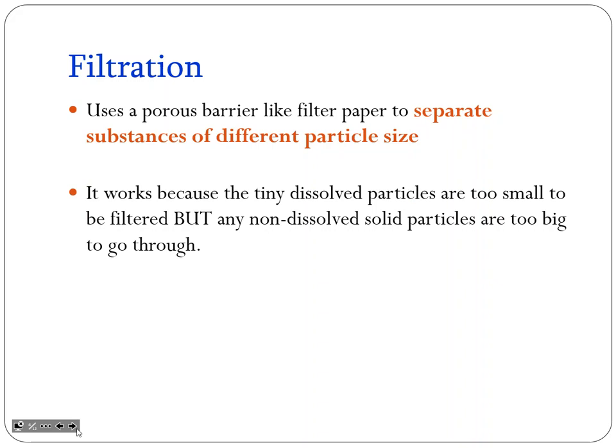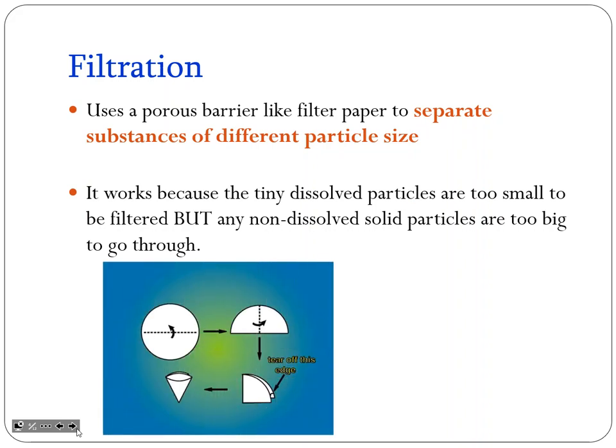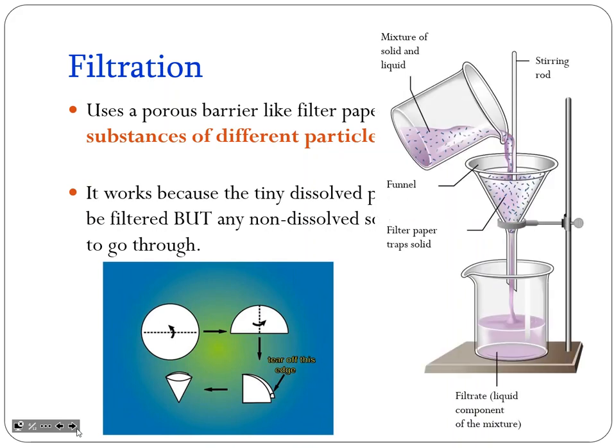It works because tiny dissolved particles are too small to be filtered, but the non-dissolved solid particles are too big to go through. This is kind of common sense. To use the filter paper, you fold it in half, and then you fold it in quarters, and then you make it this cone shape to put into the funnel. And then you just set it up here and you have your nice funnel, and you put the stuff here. In this particular case, the little blue specks up here will get caught by the filter paper, and then the rest will go through.